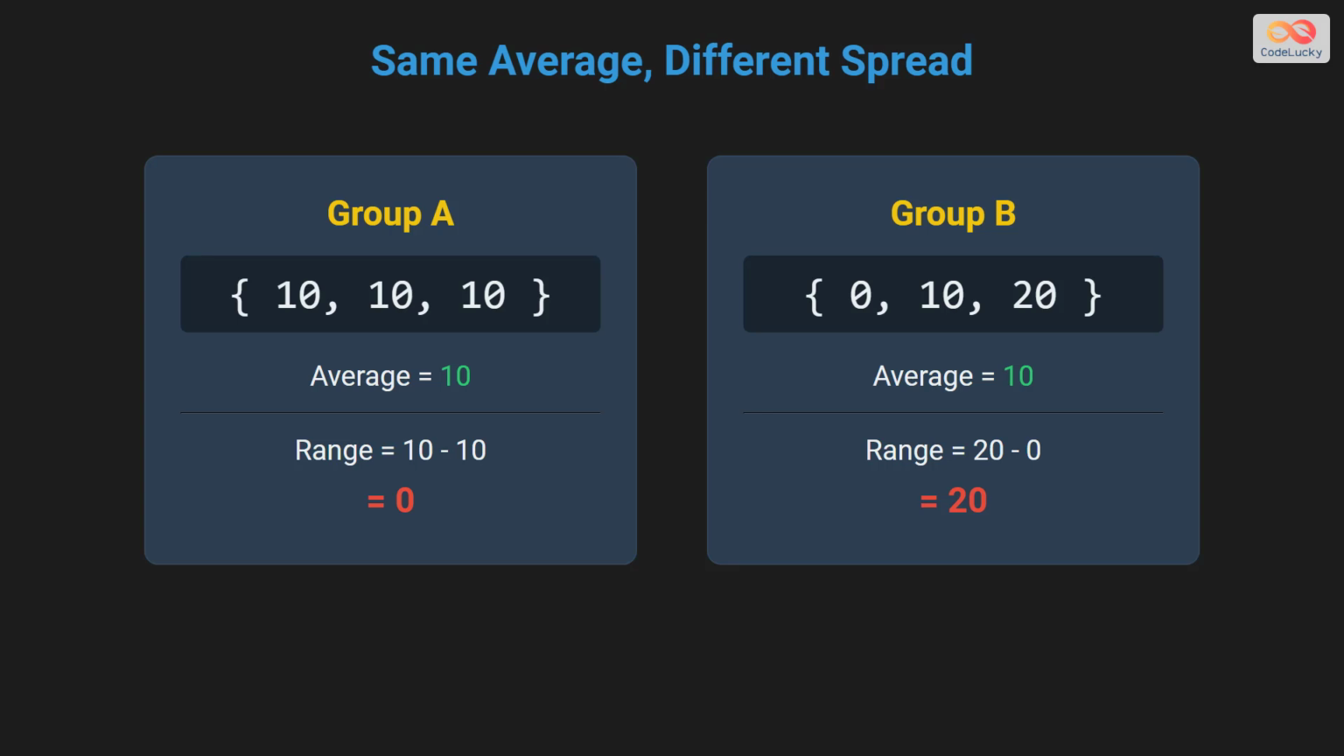The range is particularly useful when comparing two different groups. Look at Group A and Group B. Both groups have an average value of 10. However, Group A consists of 3 tens. Its range is 10 minus 10, which is 0. Group B has 0, 10, and 20. Its range is 20 minus 0, which is 20.